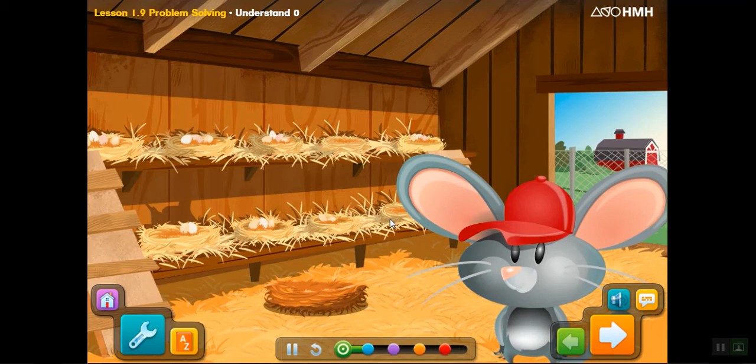Good morning. One of my chicken friends has left something for me in the chicken coop. Let's see what it is. Click the nest to find out.